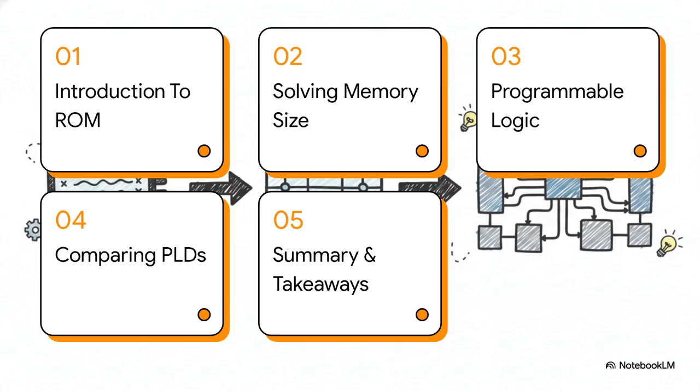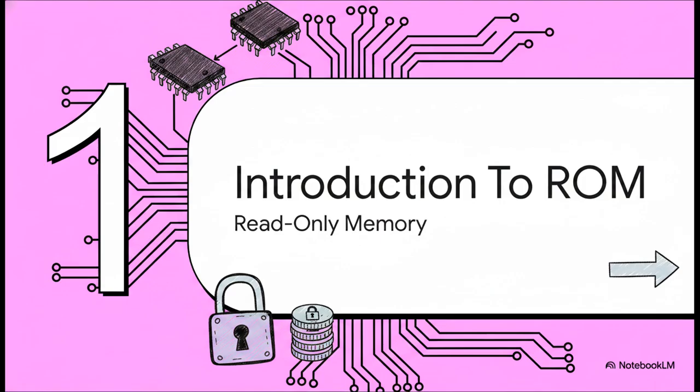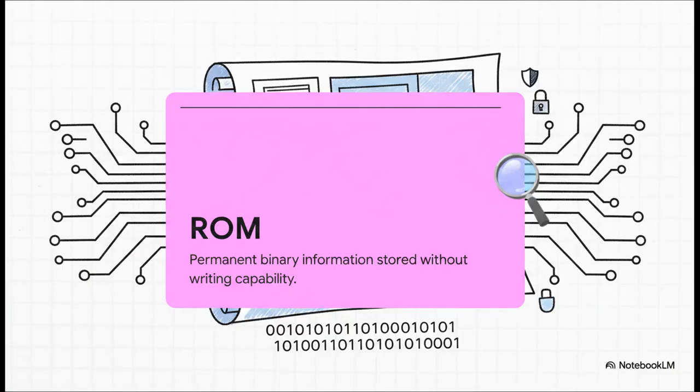Let's get into it. Section 1: Introduction to ROM, or Read-Only Memory. So, the absolute most crucial thing to remember here is that ROM is quite literally built to hold permanent information. It serves as a fixed, unchanging blueprint for your hardware. When a combinational circuit is implemented using a ROM, that binary information is hardwired directly into the device right on the manufacturing floor. There's no writing capability here for the end user. It's all about permanent, rock-solid retrieval of predefined data.